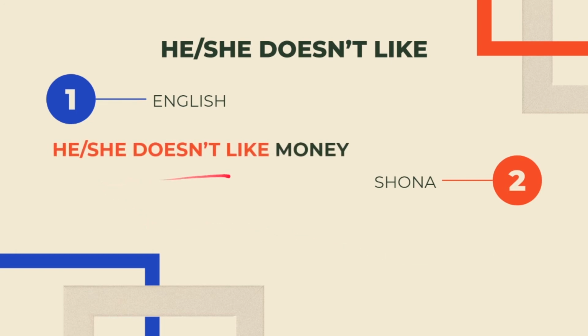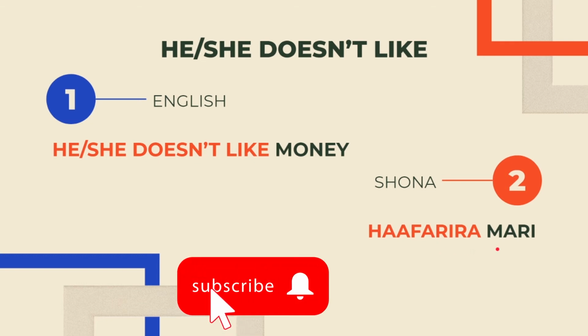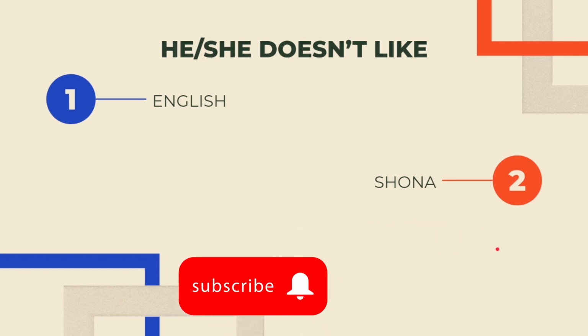He or she doesn't like money. In Shona, it becomes haafariri mari. So you must take note, he or she doesn't like becomes one word, which is haafariri. Money in Shona it's mari. So he or she doesn't like, haafariri; money, mari. Haafariri mari.